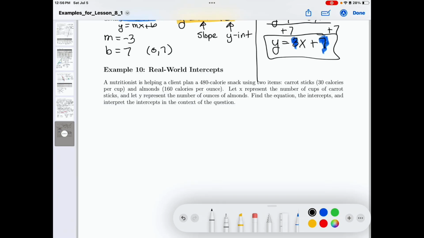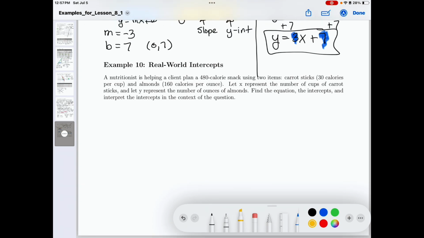In our last example, example 10, we are going to learn how to read the context of a question and use that to come up with a linear equation. It says a nutritionist is helping a client plan a 480 calorie snack using 2 items: carrot sticks, which are 30 calories per cup, and almonds that are 160 calories per cup. Let X represent the number of cups of carrot sticks and let Y represent the number of ounces of almonds. Find the equation, the intercepts, and interpret the intercepts in the context of the question.